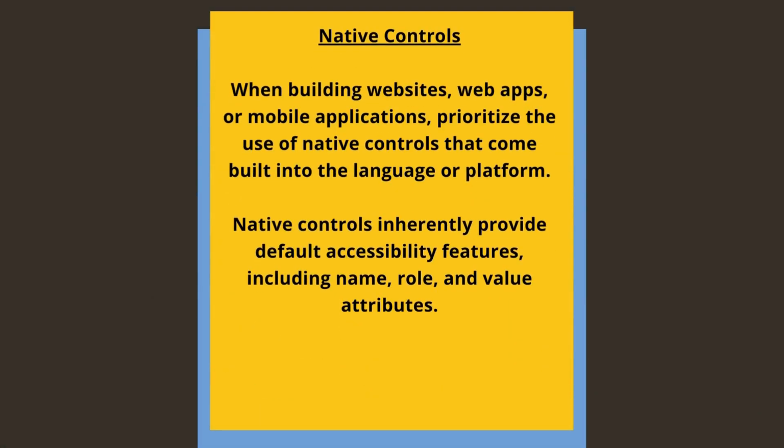Native controls. When building websites, web apps or mobile applications, prioritize the use of native controls that come built into the language or platform. Native controls inherently provide default accessibility features, including name, role, and value attributes.